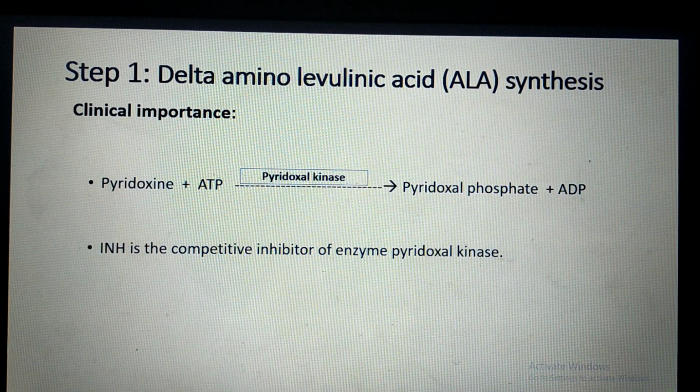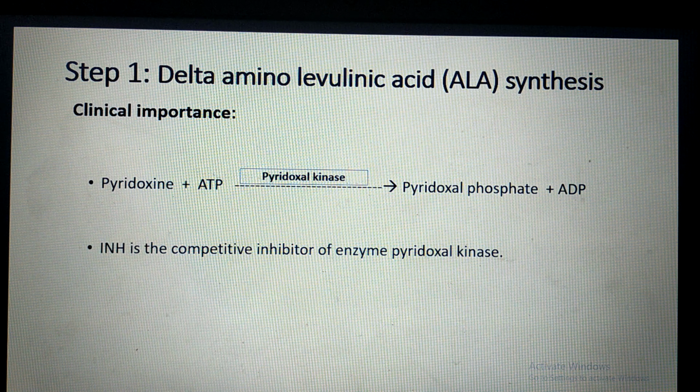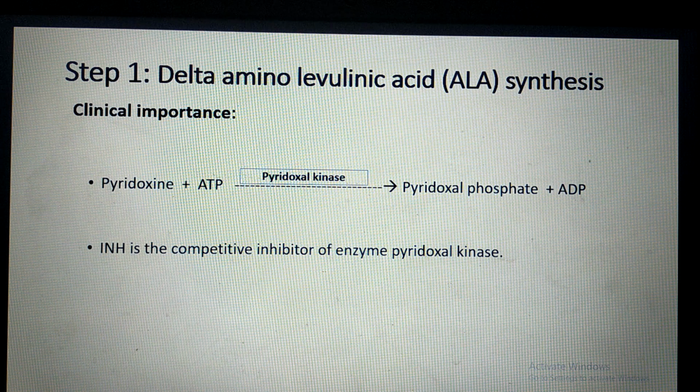First, I will explain the biochemical basis of anemia. Now see, in the last slide I have shown you that pyridoxal phosphate is the coenzyme required for the first step of heme synthesis. Now this pyridoxal phosphate is obtained from vitamin B6, that is pyridoxine. This pyridoxine, with the help of ATP, is converted into pyridoxal phosphate by the enzyme pyridoxal kinase in the cell. Pyridoxine is a vitamin present in the diet.